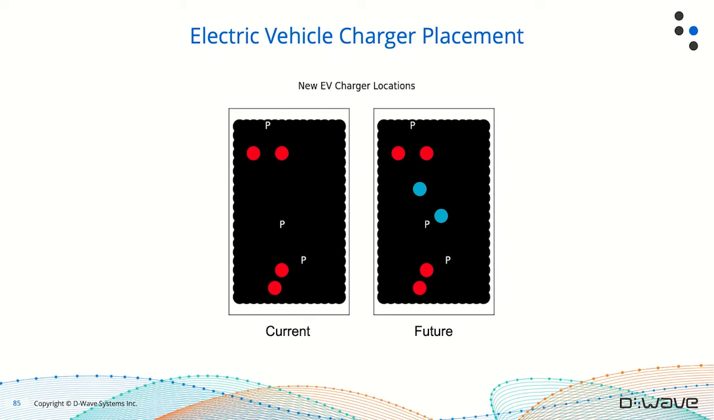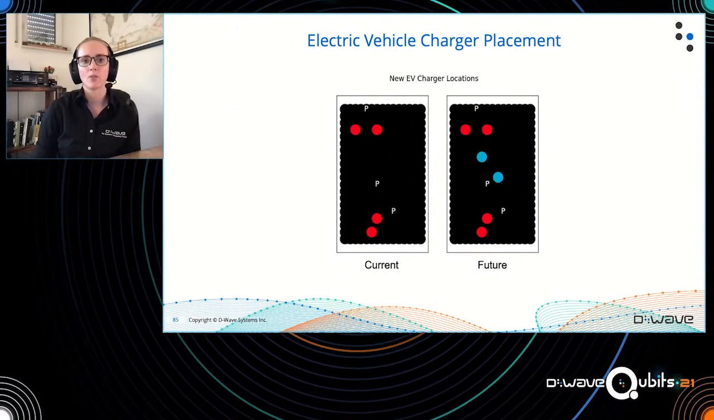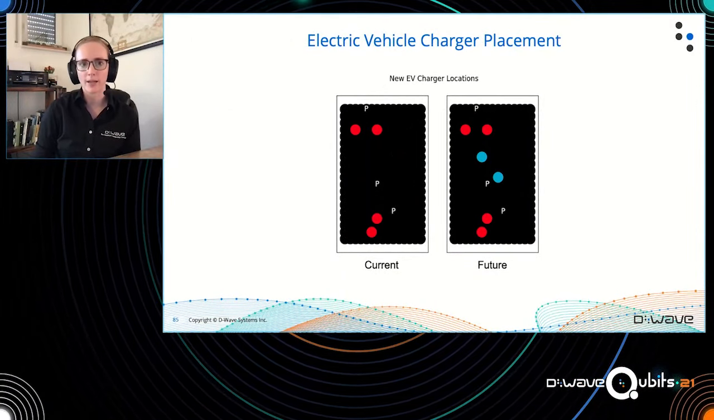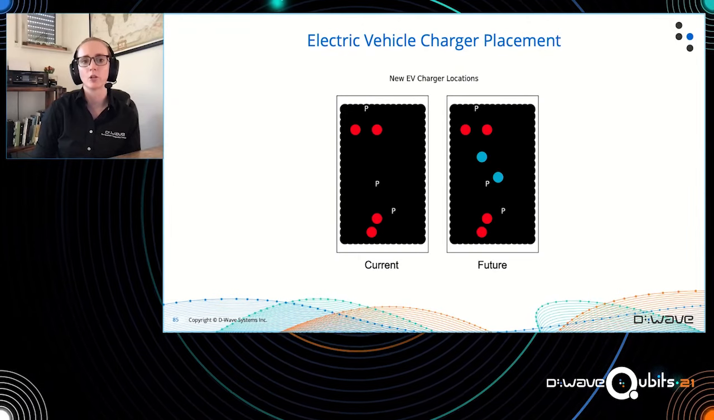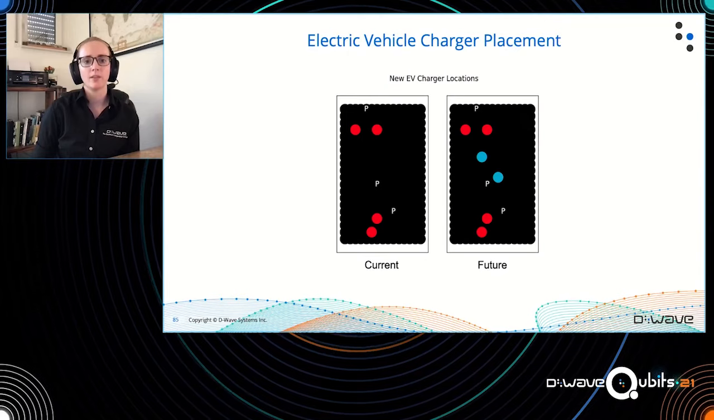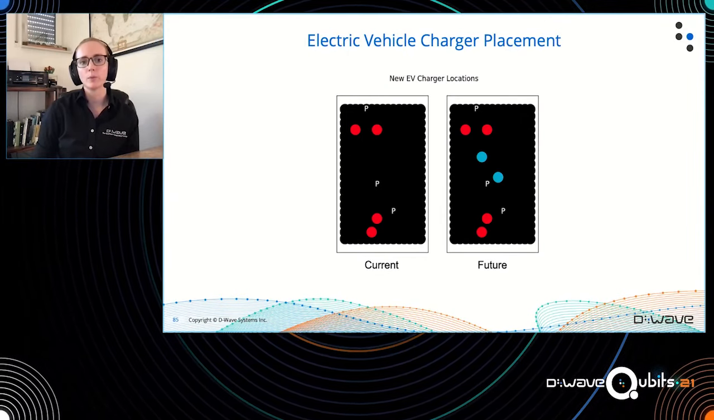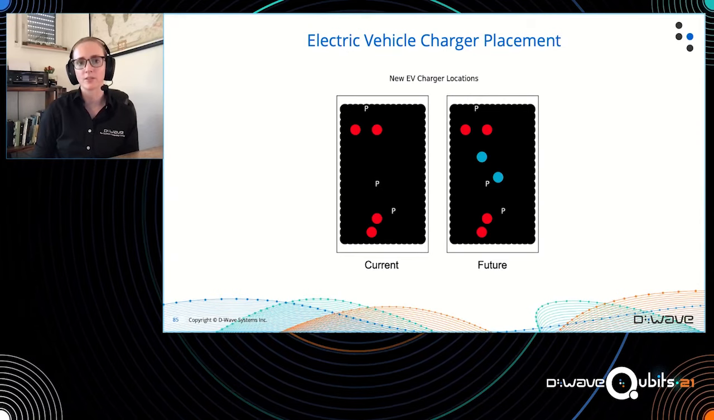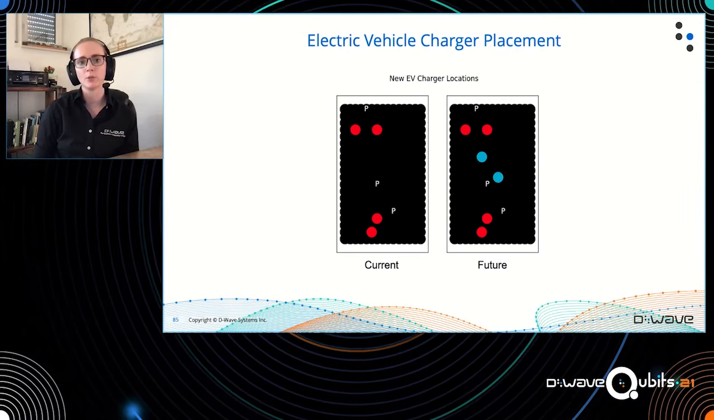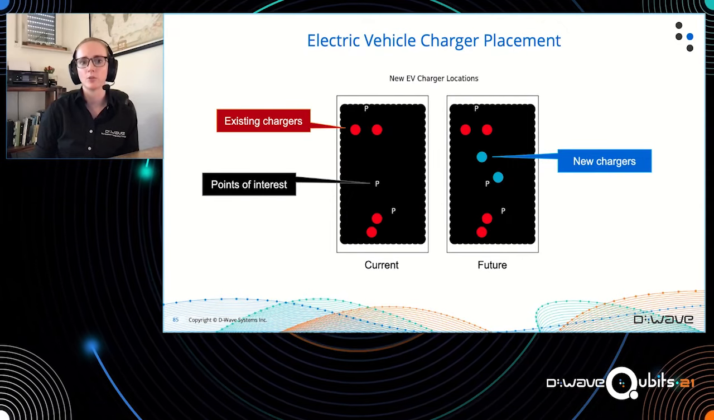So let's see what we're actually looking for. In this picture on the left, you see a current map of the situation. This is a map where all of the black space is where you could build a new charger. The red circles are where there are existing chargers, and the P's are points of interest. Now, the map on the right is what we would do in the future. This is the output of the system that we're looking for. You see these blue circles, and that's really where we should build those new chargers.